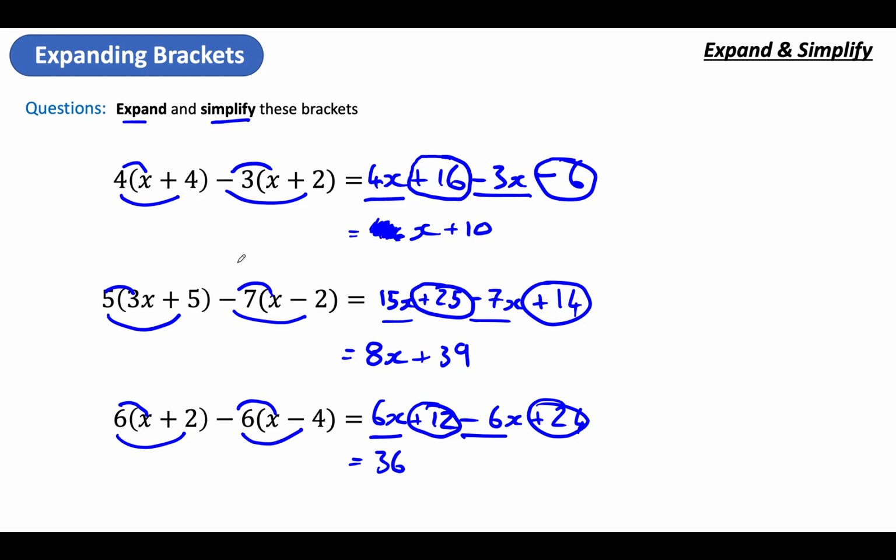Watch out for those double negatives. And remember that if you've got a negative on this second bracket, that means that that number is negative, you know, negative 7 times whatever it is.